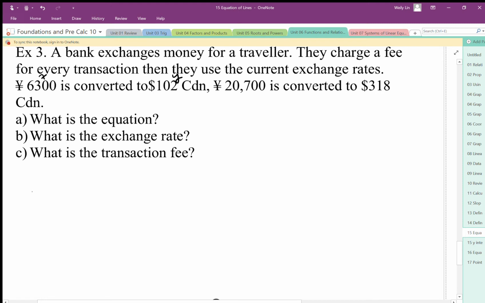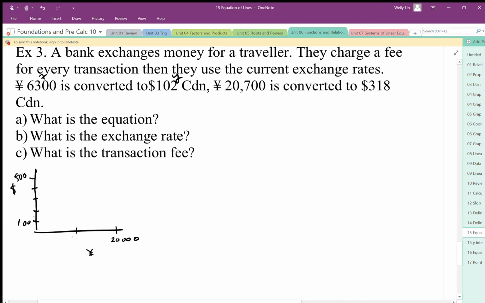So again, I'm just going to sketch a quick graph here. We have up to 20,000 yen here. That's our independent variable, and then we have our dollars Canadian, and it looks like we can go up to maybe $500 here. Maybe make it a little bit better scale: 4, 3, 2, 1, $100.